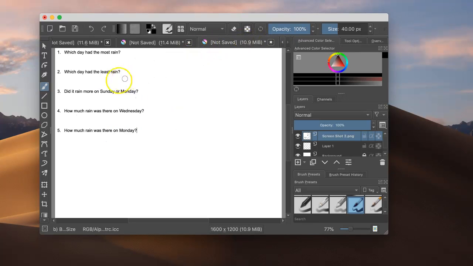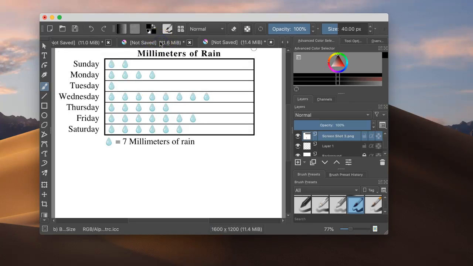For the next question, did it rain more on Sunday or Monday? So if we compare Sunday and Monday, which day had more raindrops? It will be Monday, since it has 4 and Sunday only has 2.